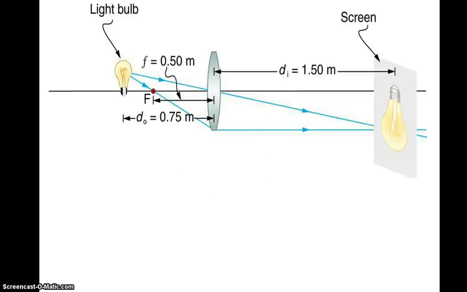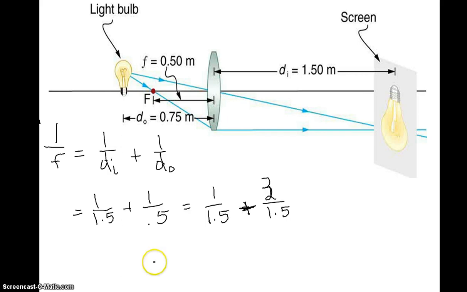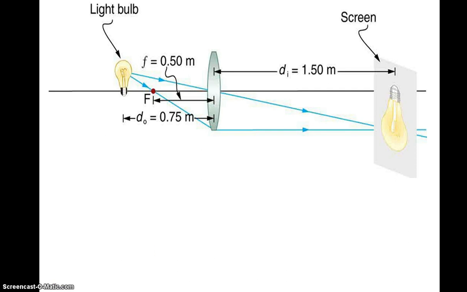So here's an example of a light bulb, and there's a lens and the light is shining through the lens to the screen on the other side. Alright, so here we have the same image that we were looking at on the previous screen, the light bulb and the screen. So we're going to show how it works here. We're going to use our formula of 1 over the focal length is equal to 1 over the distance of the image plus 1 over the distance of the object.